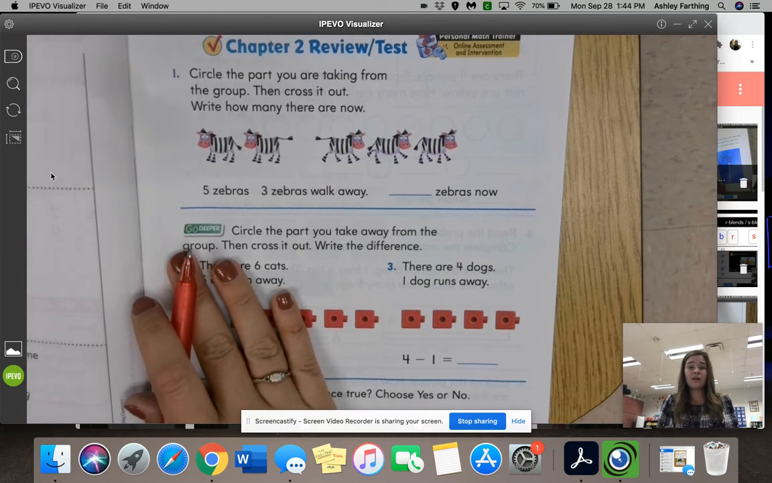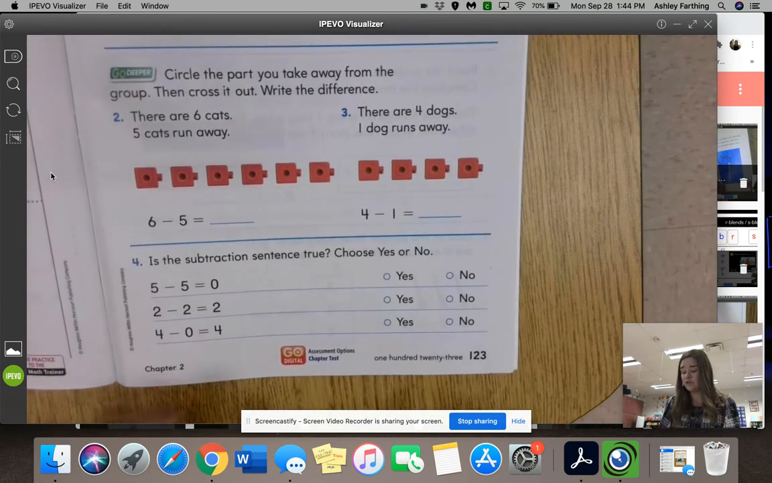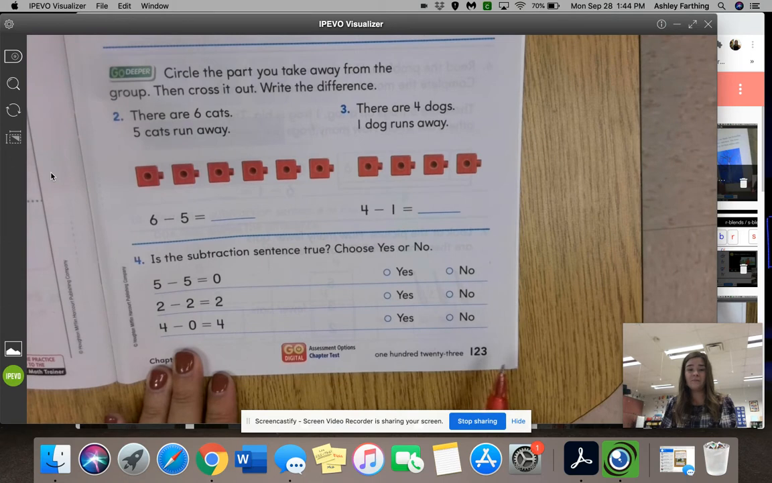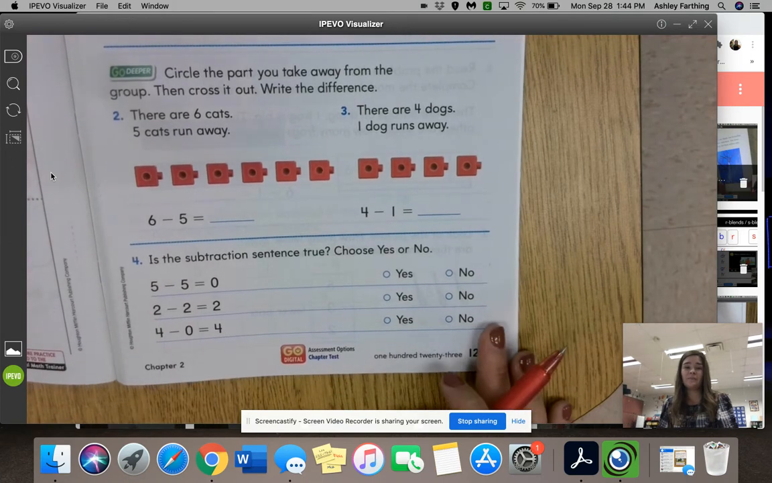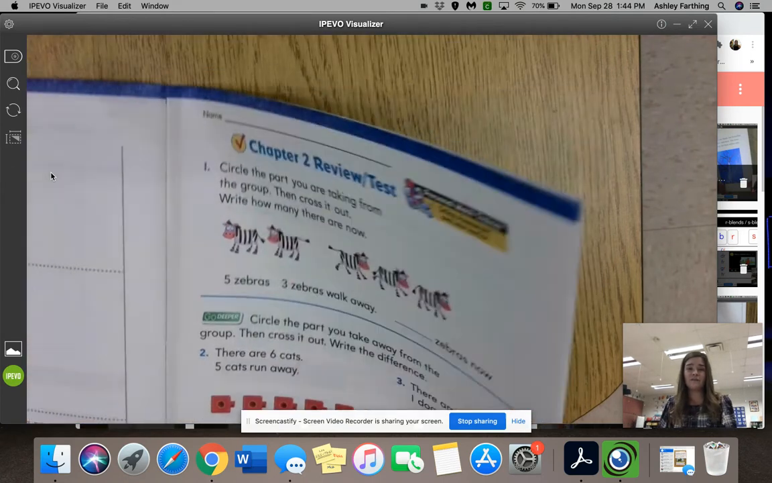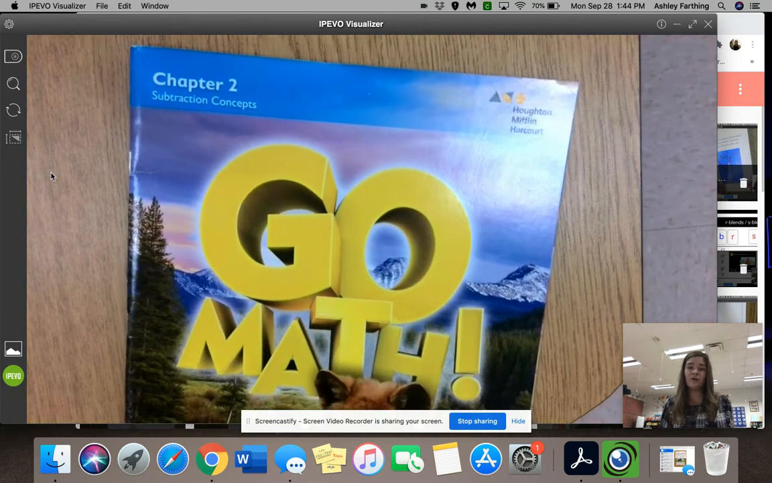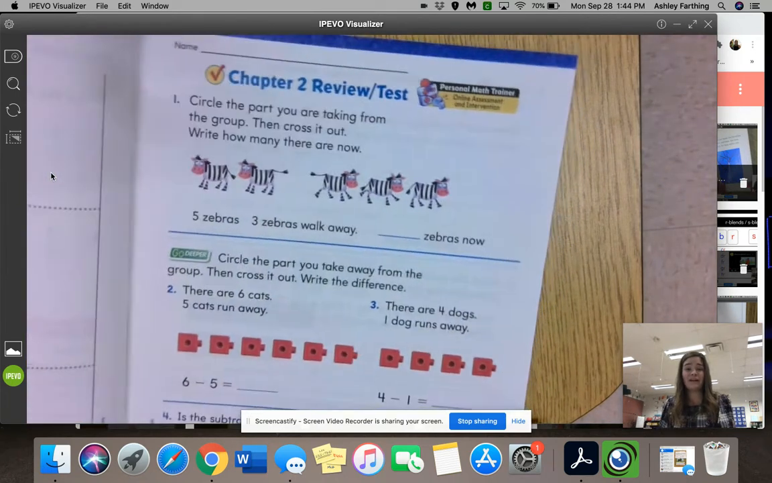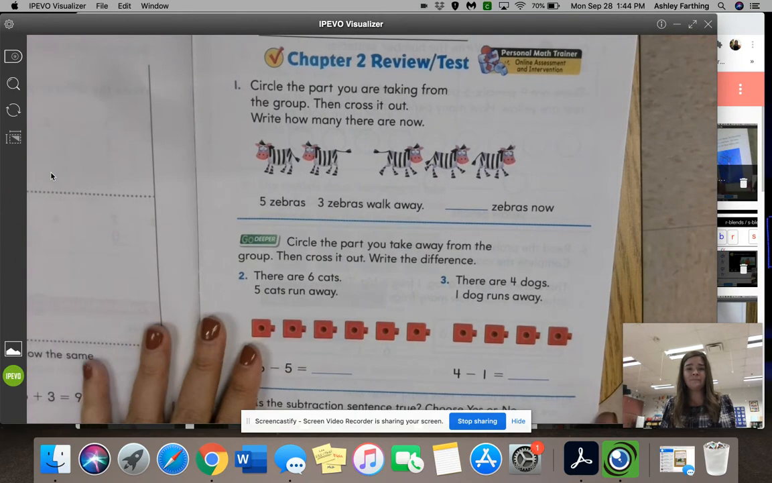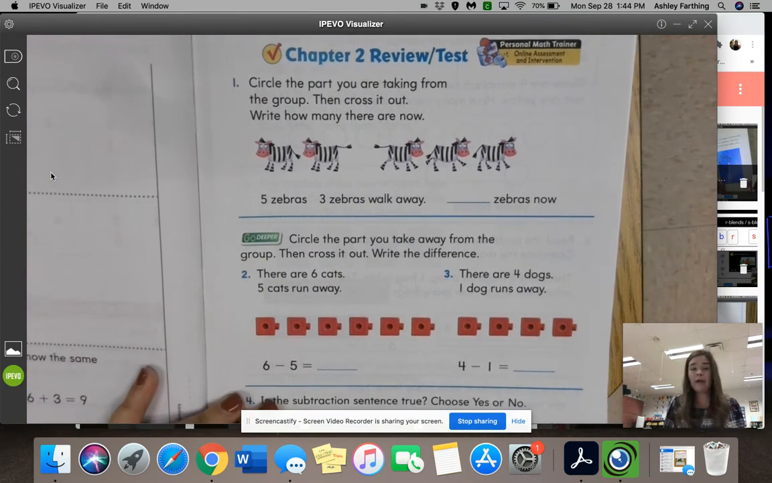If you do not already have your math book open to page 123, please go ahead and get there. If you need to pause the video to find your Chapter 2 math book, you can. And then when you're ready, go ahead and push the play button. Okay, boys and girls, let's do our review.